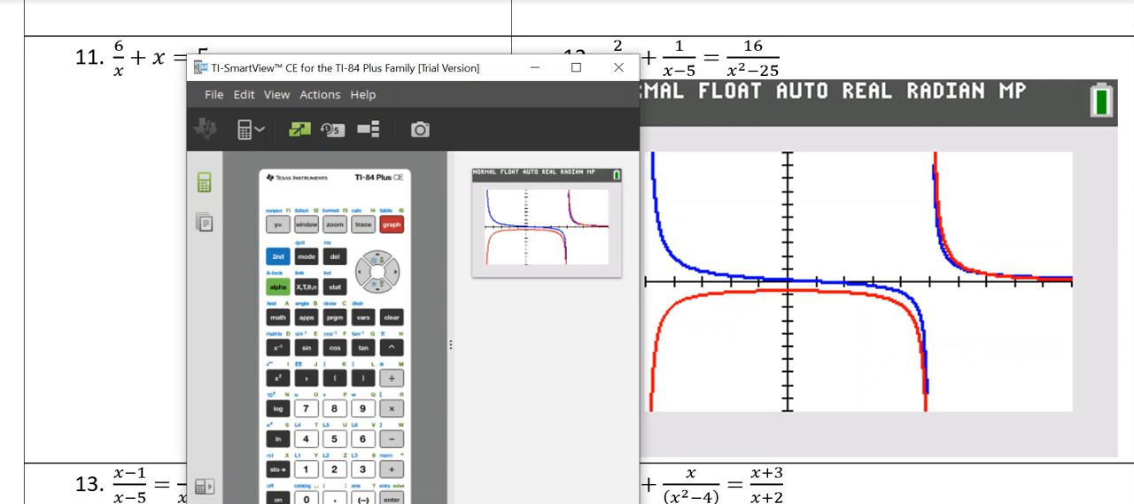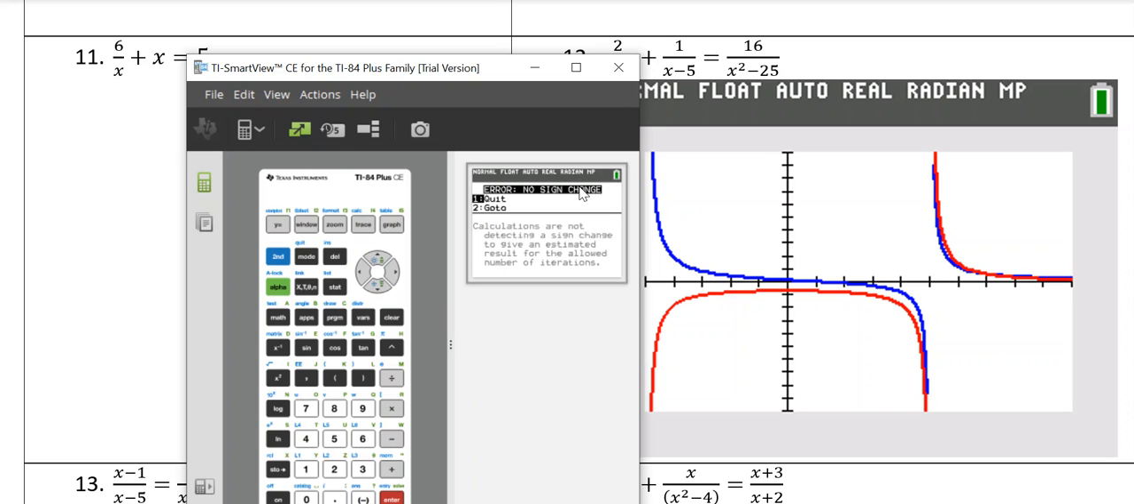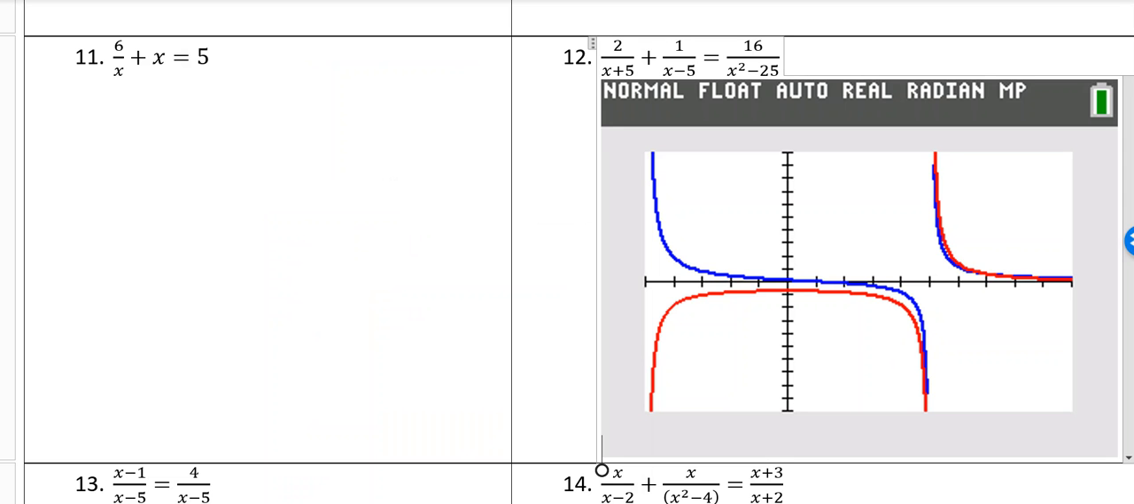I'll go back to my calculator. If I look at this one, I would hit second calc, 5, and then put my cursor close to where I think it's intersecting. Then enter, enter, enter, and I get an error. It says no sign change. So I was mistaken. This is not actually a point of intersection.